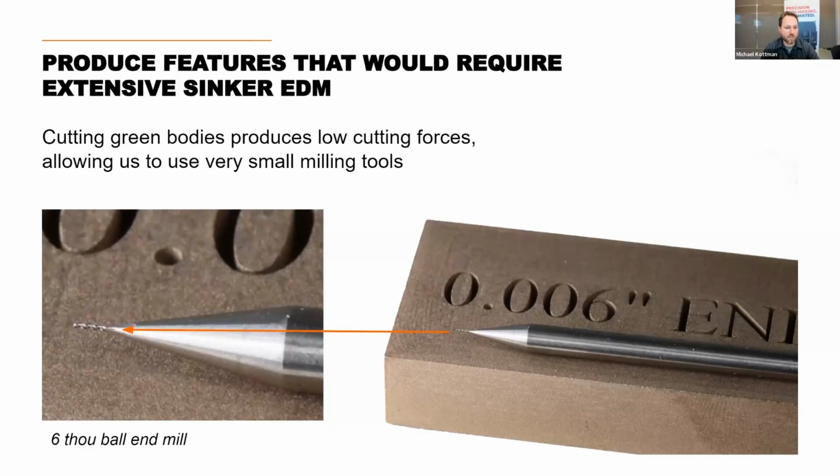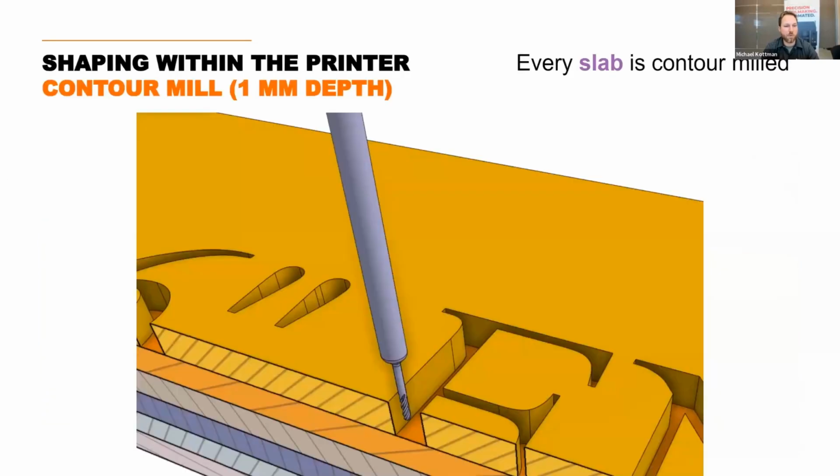You can notice the length of cut on this tool is very small, but in a lot of injection molding, you want to use this to replace sinker EDM, which might have deep features, blind features, and really sharp corners that extend well beyond this 2 millimeter length of cut. But because we're doing this in an additive process, we're able to do it on a slab by slab basis. As we print and finish one slab of material, we can take the 6 thou ball end mill, which is about 2 millimeter length of cut, and fully shape this entire slab of a millimeter.